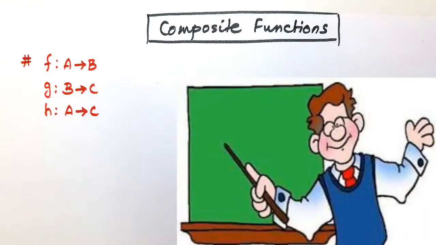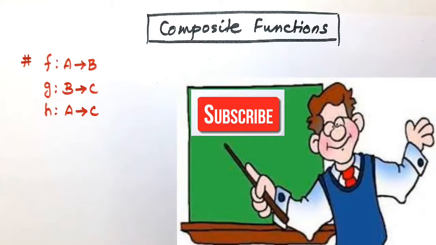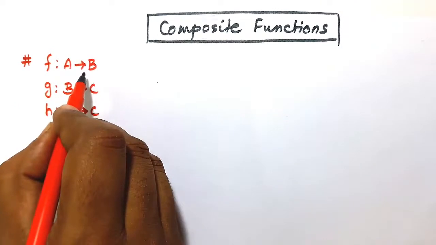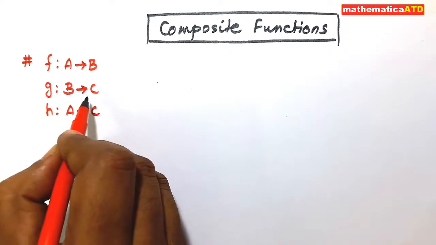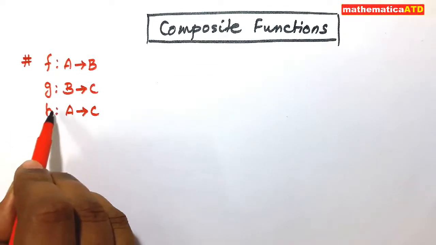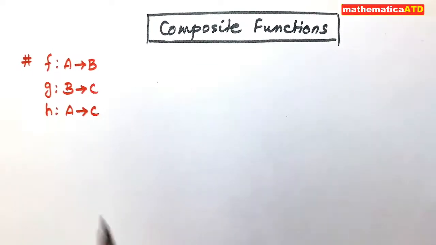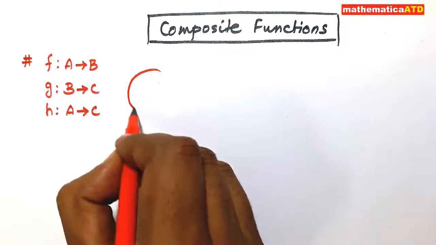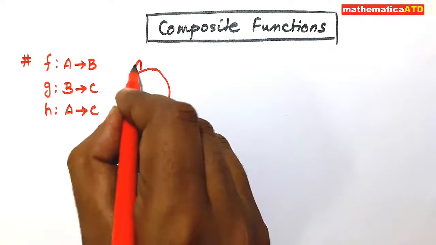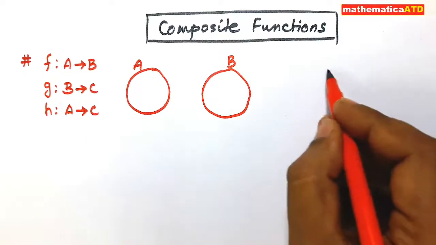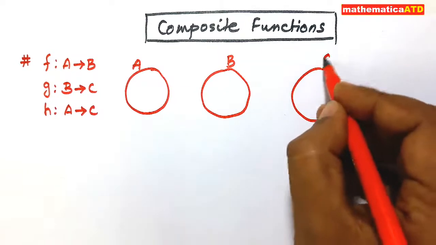Friends, this video is on composite functions. Let us consider two maps, f such that A to B and g such that B to C. We can define a new map h such that A to C. We draw the pictorial representation. Say this is the set A, this is set B, and this one is set C.